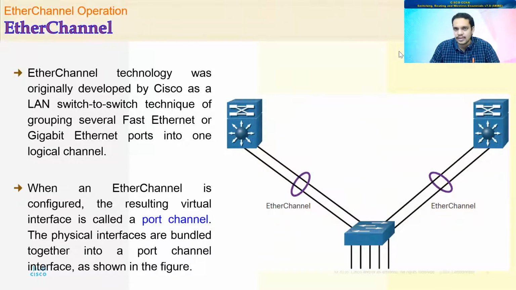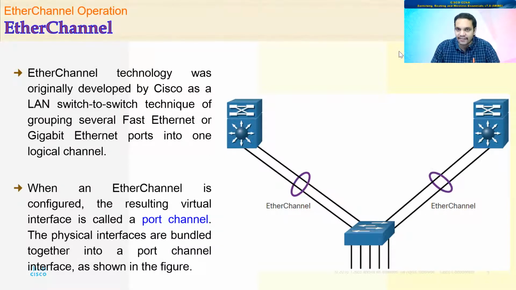Now, this technology was originally developed by Cisco as a LAN switch-to-switch technique of grouping several Fast Ethernet or Gigabit Ethernet ports into one logical channel. You can check out in the diagram that there are two links from the switch to the MLS. Now, these two physical links are combined to form one logical link, and that logical link is called a port channel. Please remember that we are going to use this term a lot in this module and also in our later modules as well. We call it a port channel.